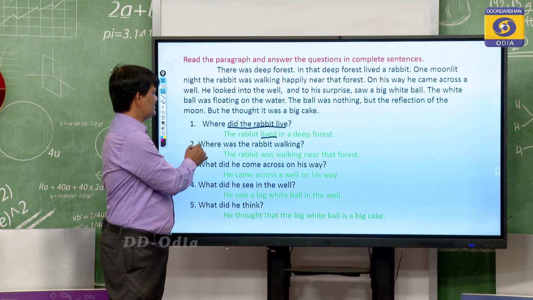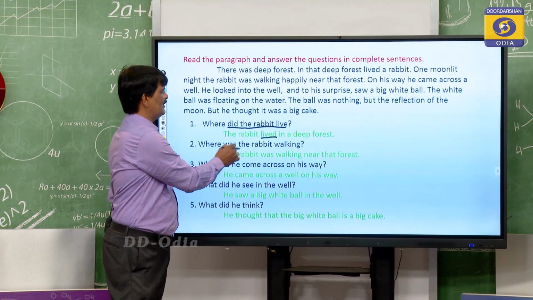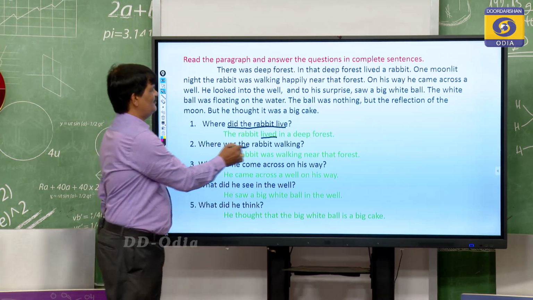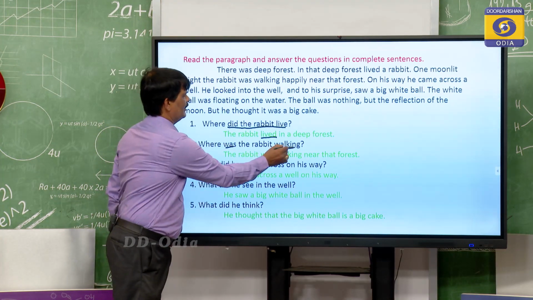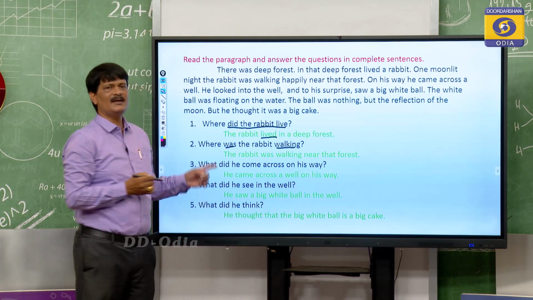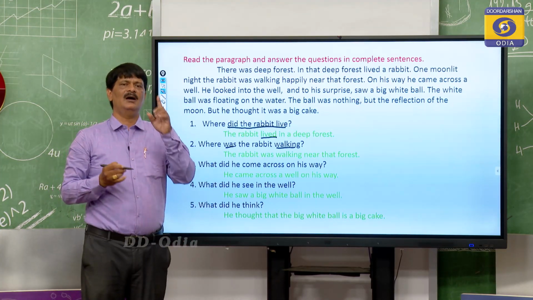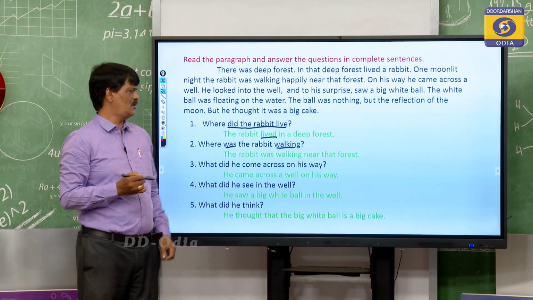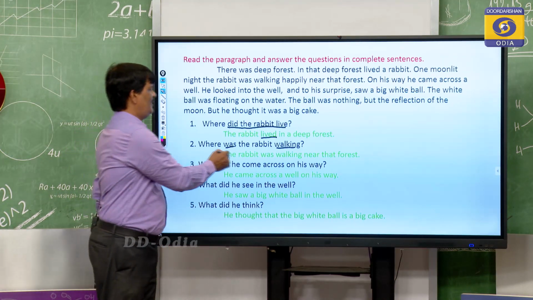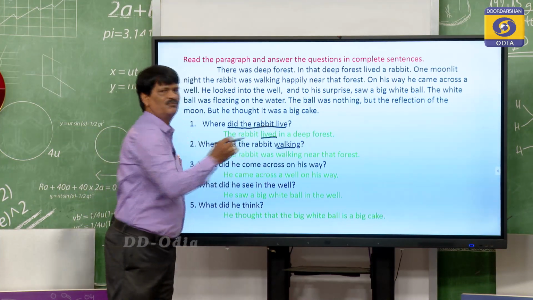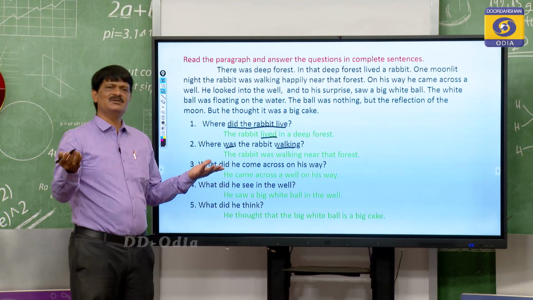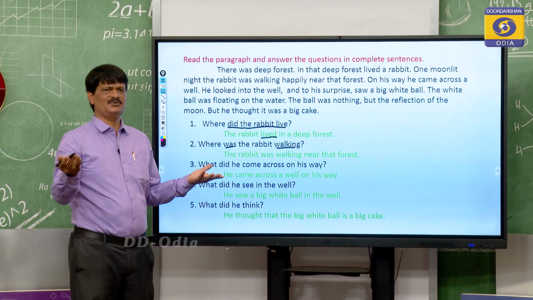Then your second question is, where was the rabbit walking? It is the same thing, was walking. This is the past progressive or continuous. The rabbit was walking near that forest. The answer is in the same tense, it is carried.